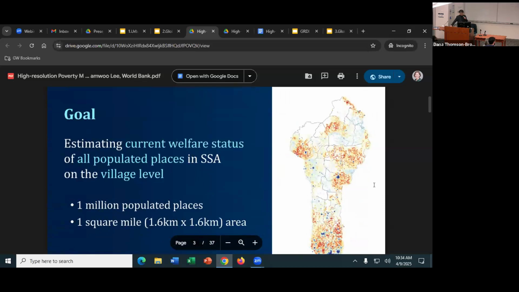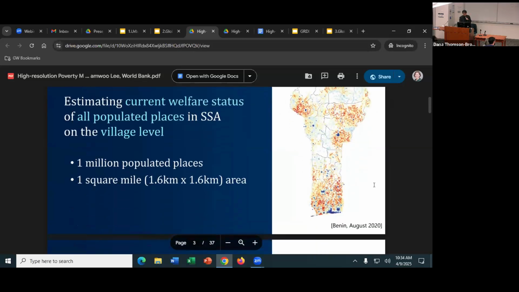The goal of this project is quite simple. It is to estimate the current welfare status of all populated places in sub-Saharan Africa on the village level. I mean, 1 million populated places in a 1 square mile area. If you look at the map on the right side, each dot is a 1 square mile inhabited place. The redder the poorer, the bluer the richer.